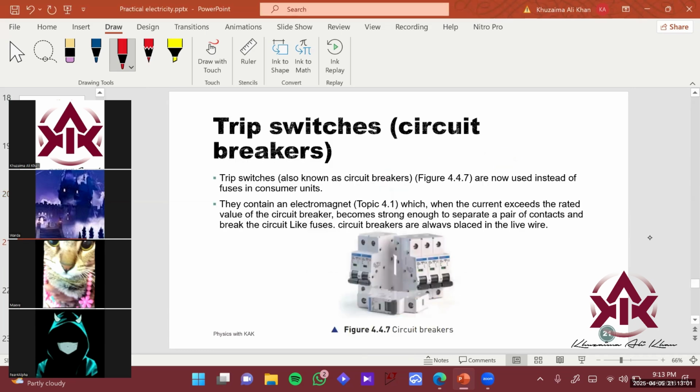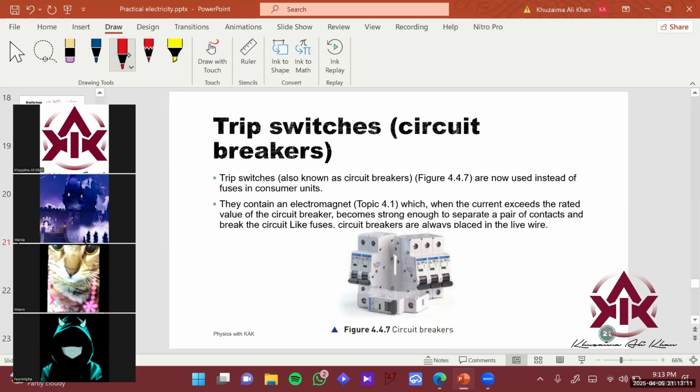I believe you have all seen these in your house. These are called trip switches or circuit breakers. These are very important in your house also. You might have seen that they turn on upper. To power up your house, you need to push them up. When the current exceeds a certain value, it goes down automatically.